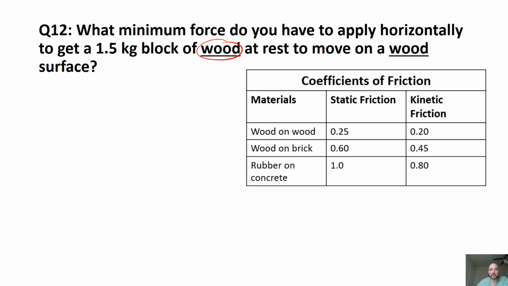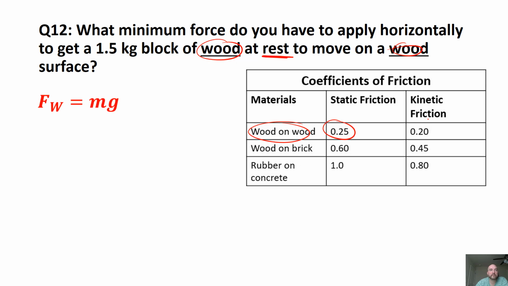So when you have this, you notice it's wood on wood. So you're going to go ahead and find wood on wood, and then you're going to take a look: applied horizontally on the block at rest, so it's at rest, to move it. So it's just first moving. So we're going to go ahead and go with static friction. That's going to be important in determining what you're going to use based on the table. If it was moving constantly, we would have used kinetic friction.